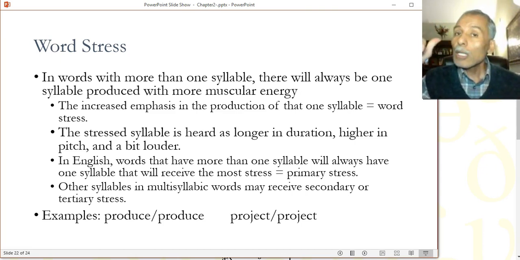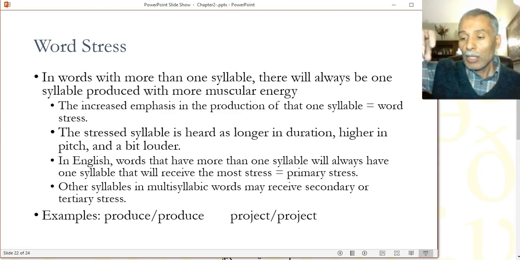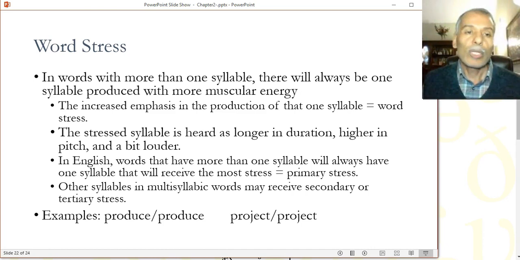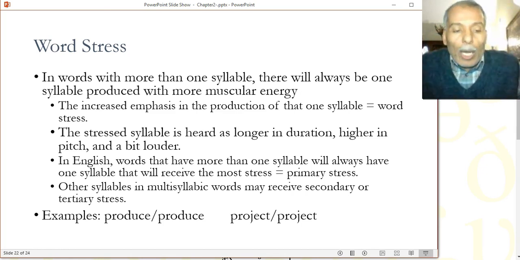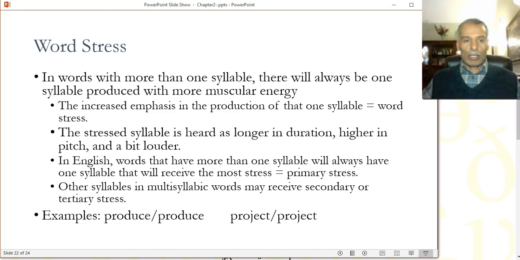If you have more than one syllable, in multisyllabic words, you only have one primary stress that you can put on one syllable in that word, and it comes at the expense of other syllables. If you take the stressed syllable as part of the word, then the other syllables will not receive a primary stress. They might receive secondary or tertiary stress, but our main focus here is on the primary stress.